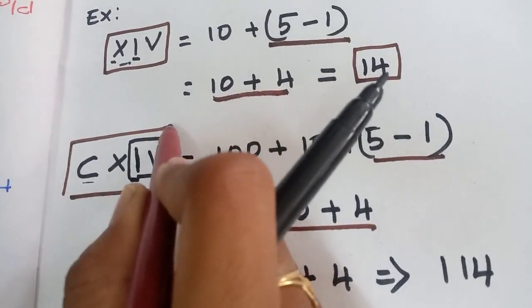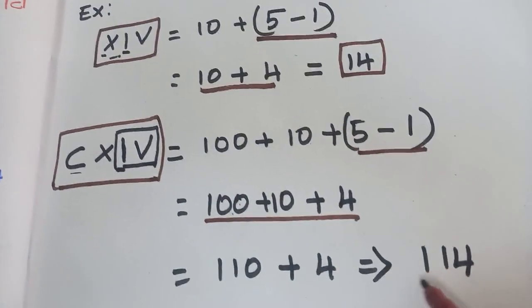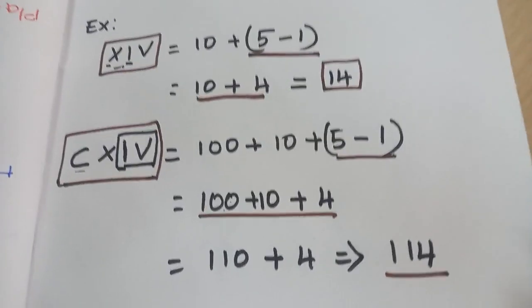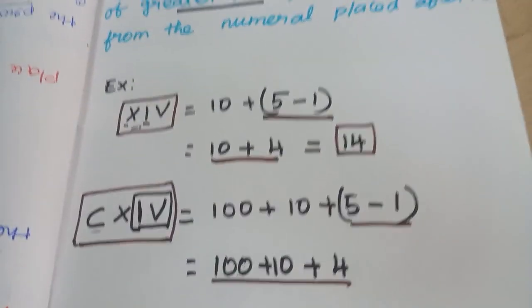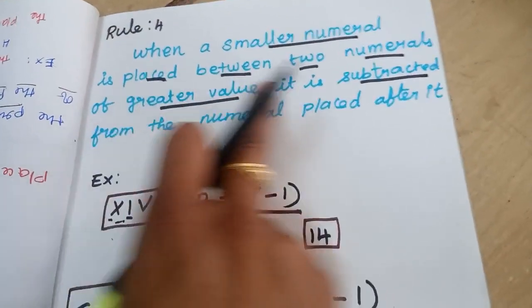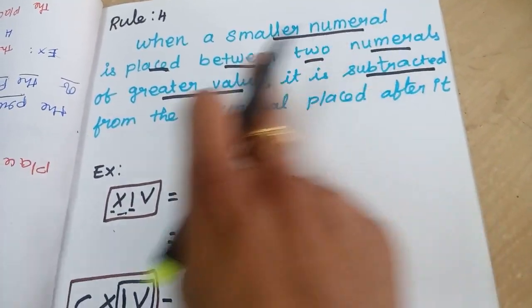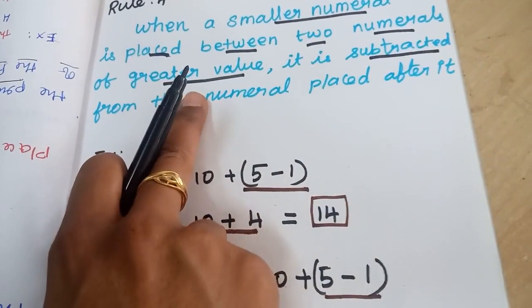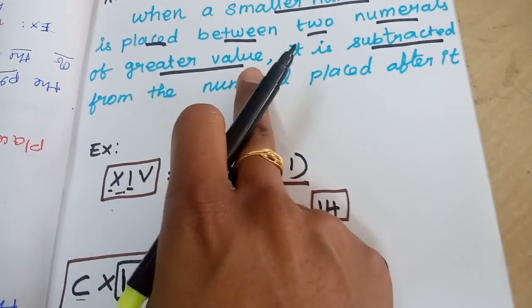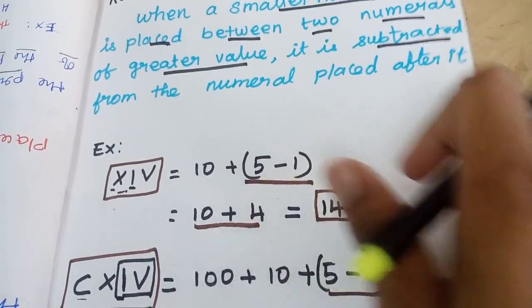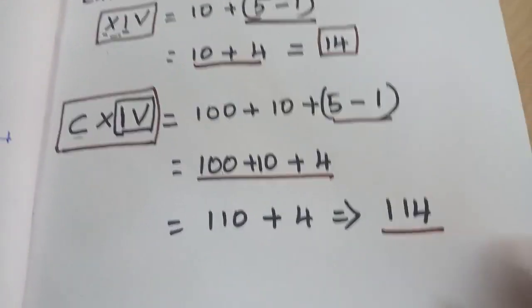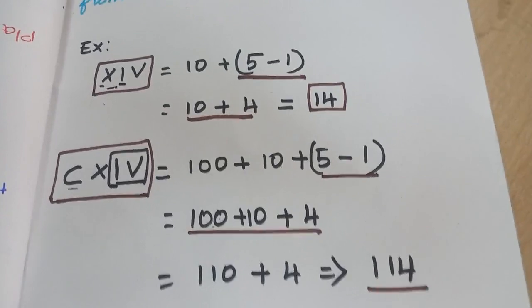So this Roman numeral stands for 114. Okay, this is the way you have to identify the number. For rule number 4, when a smaller numeral is placed in between two numerals of greater value, it is subtracted from the numeral placed after it. Then you have to do the further process. Do you have any doubts? Okay.